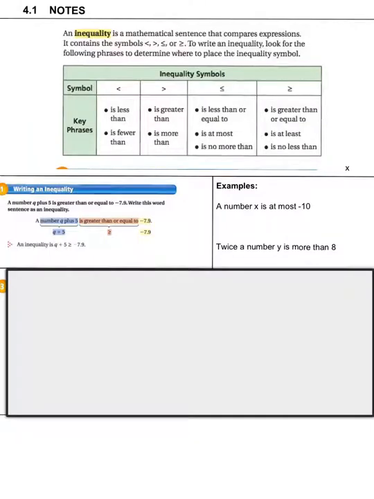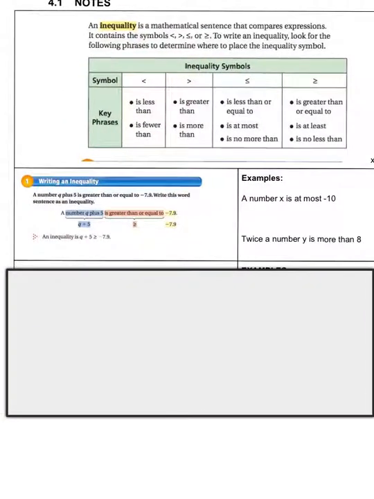Okay, so the first thing that you're going to do is practice writing inequalities. If you look at our example, it says a number q plus 5 is greater than or equal to negative 7.9. Write this sentence as an inequality. The first thing is we know how to write q plus 5. All you write is q plus 5. Then the next part, it says, is greater than or equal to.